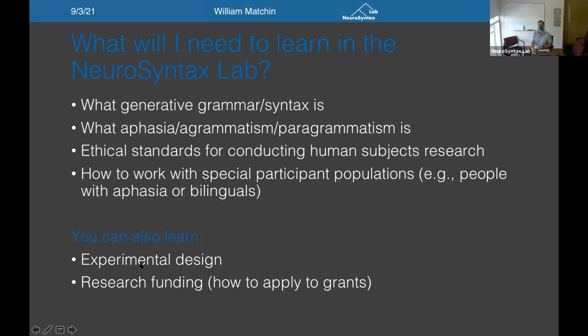We'll also be learning about experimental design. How do you develop a rigorous experiment to test what you're interested in? How to obtain research funding, if that's something you're interested in, we can go through that as well. That can be very helpful for you. You're going to be learning, again, a lot about aphasia in general, so working with a population with a communication disorder, for those of you that might be interested in speech language pathology.